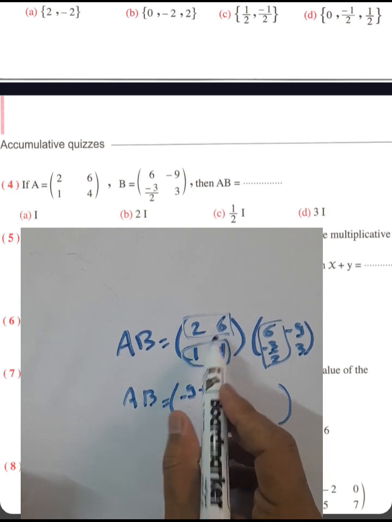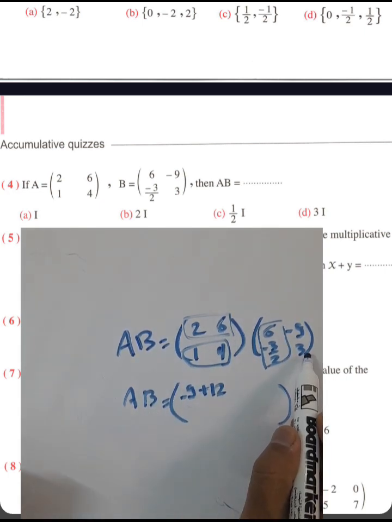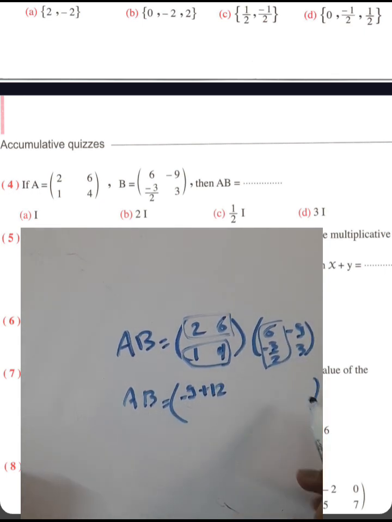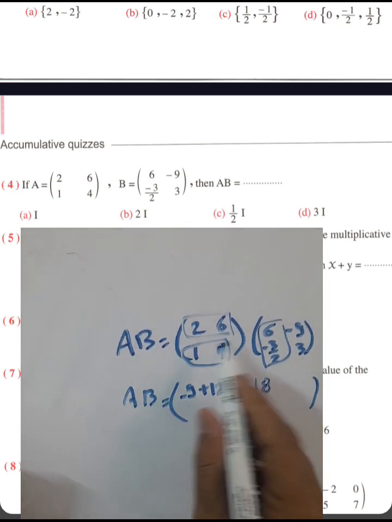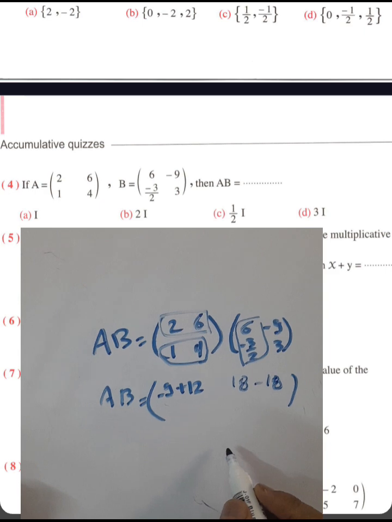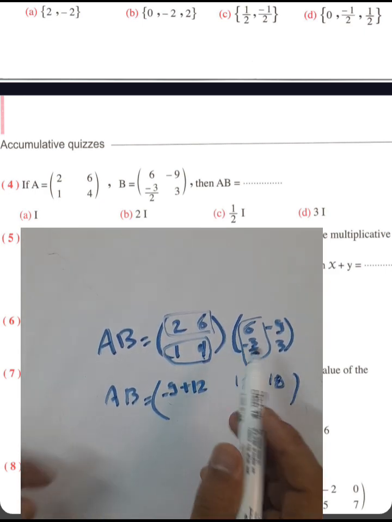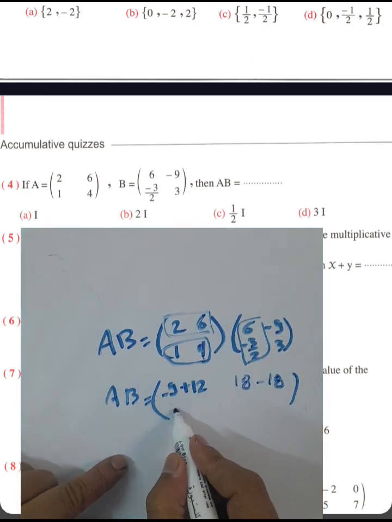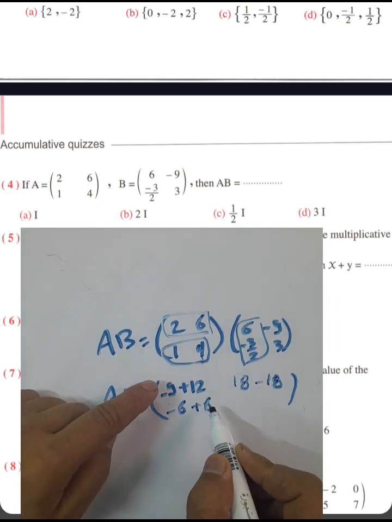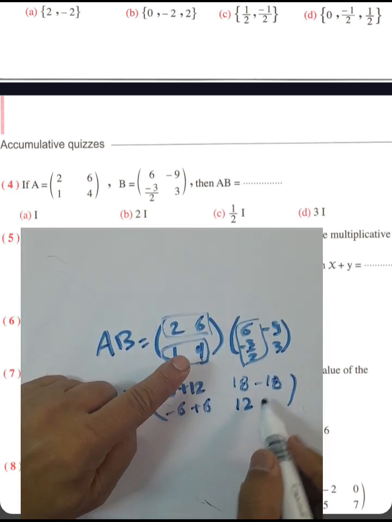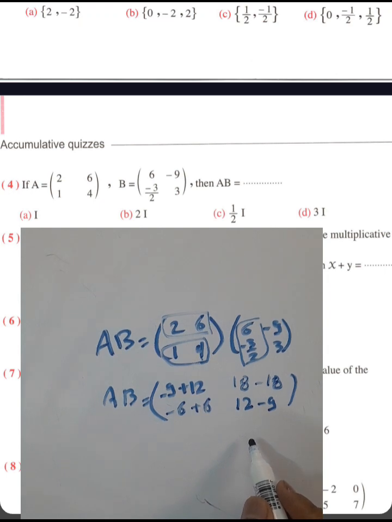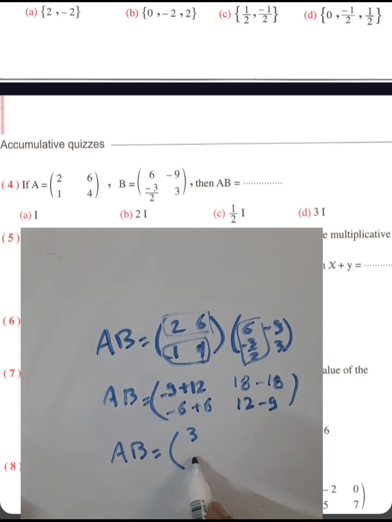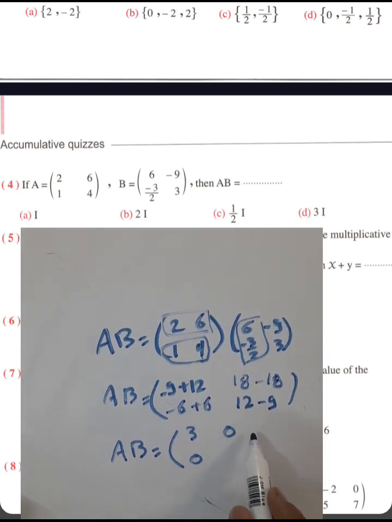And here again 6 times 3 will be 18. 2 times 9 is negative 18. 4 times negative 3 over 2, well, 3 times 4 is 12, divided by 2 equals 6, then write negative 6. 1 times 6 equals 6. 4 times 3 equals 12. 1 times 9 will be 9, and write negative. And the result will be negative 9 plus 12, it will be 3. Negative 6 plus 6 equals 0. And here 0. 12 minus 9 equals 3.